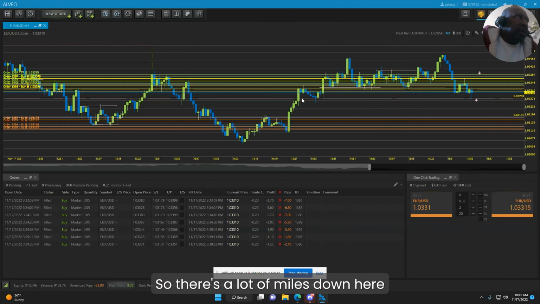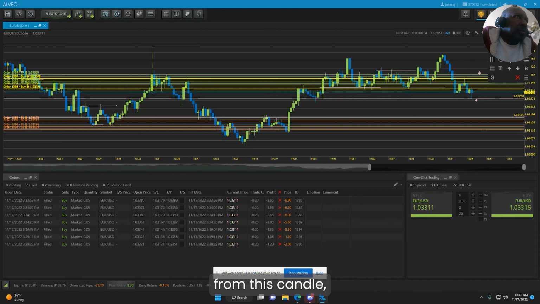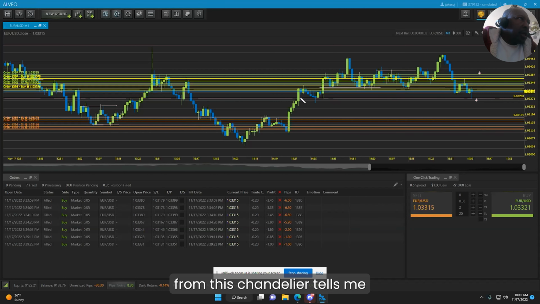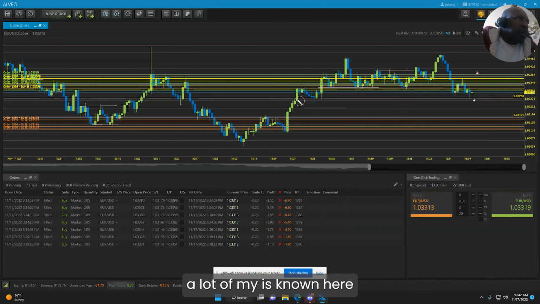There's a lot of buyers down here from this candle. From this candle here, it tells me there's a lot of buyers down here from this candle. Right. And this one.